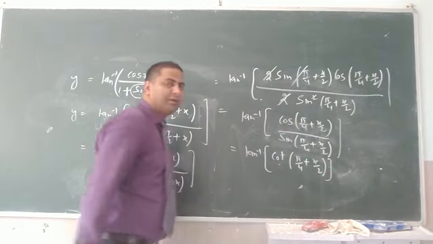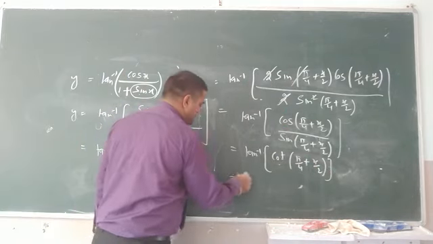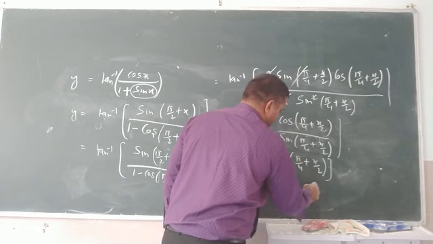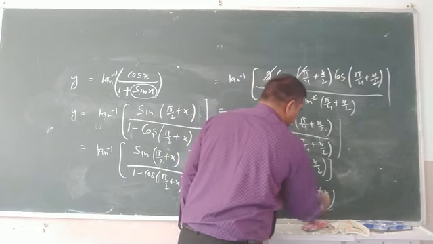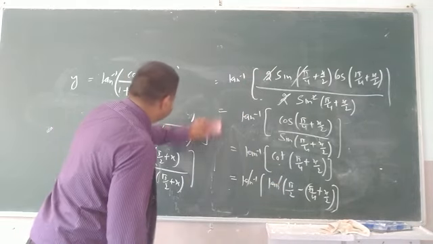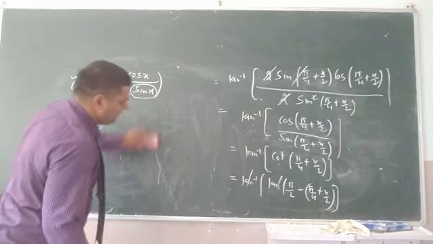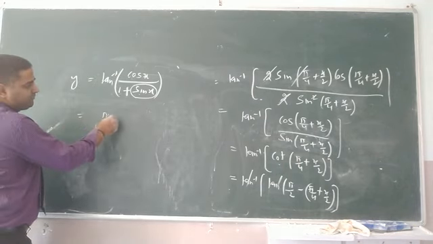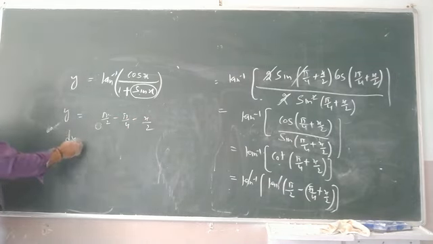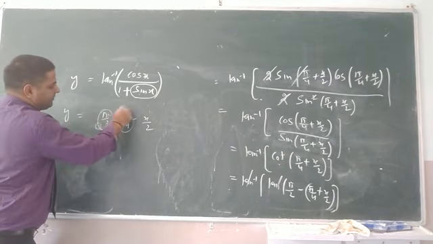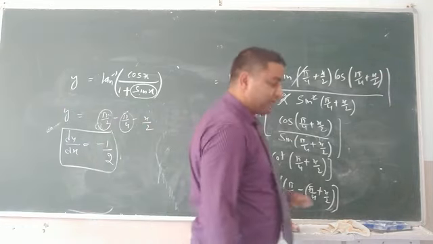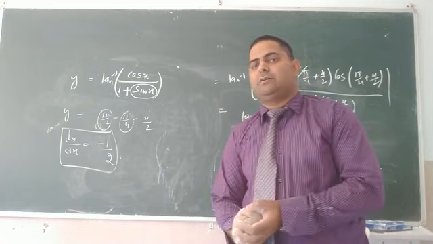Now change this cot into tan. So we get tan inverse tan of pi by 2 minus the angle pi by 4 plus x by 2. So this tan and this tan got cancelled. I'm erasing this part. So here we get pi by 2 minus pi by 4 minus x by 2. Now the derivative is 0, 0, it's minus 1 by 2. So the answer of the given question is minus 1 by 2.